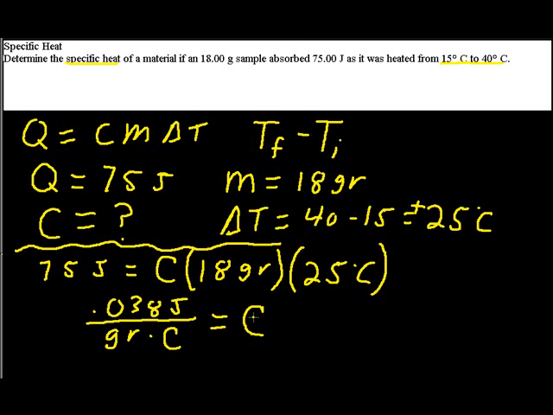Now what exactly does this mean? What this means is it's going to take 0.038 joules worth of heat energy to change 1 gram of the substance 1 degree Celsius. So that's the units associated with specific heat. Let's take a look at a new problem.